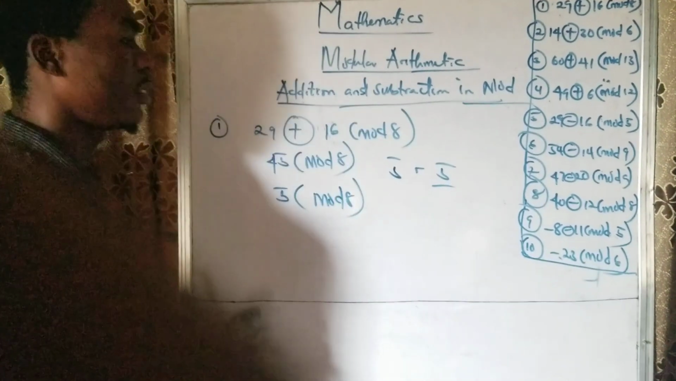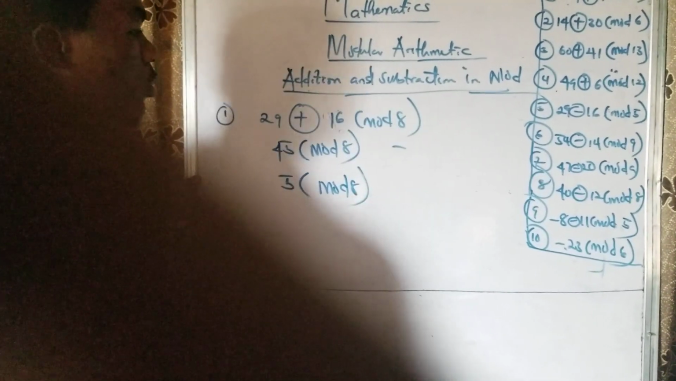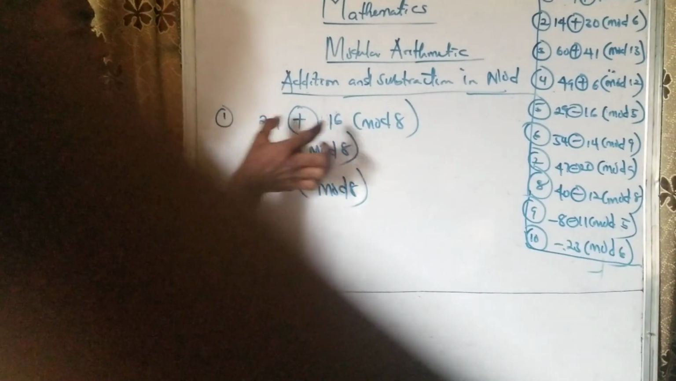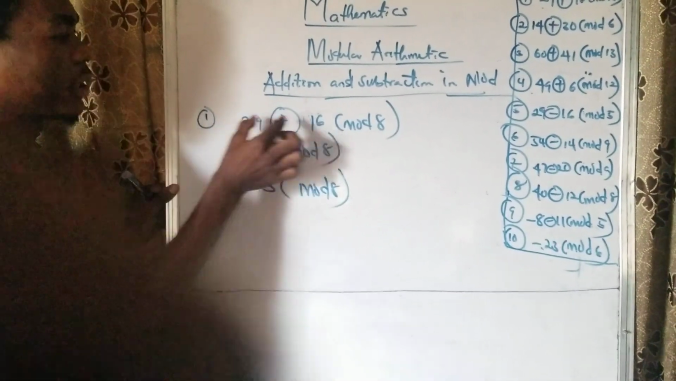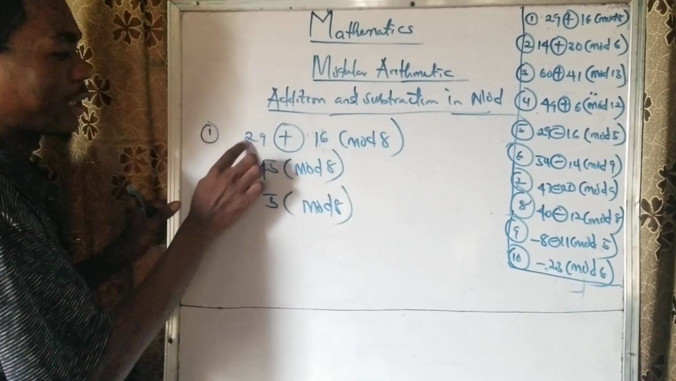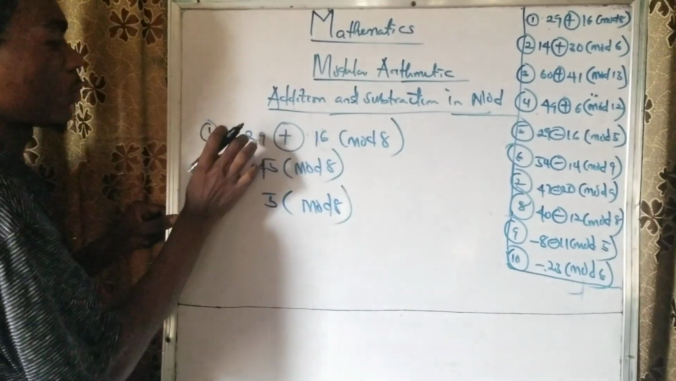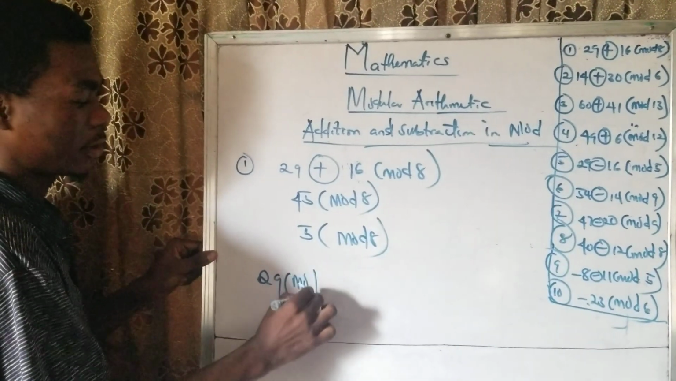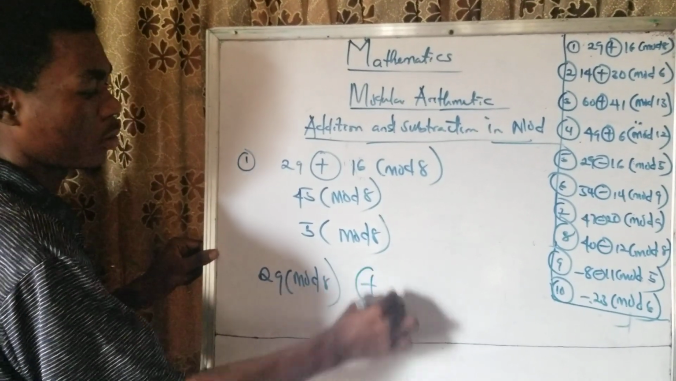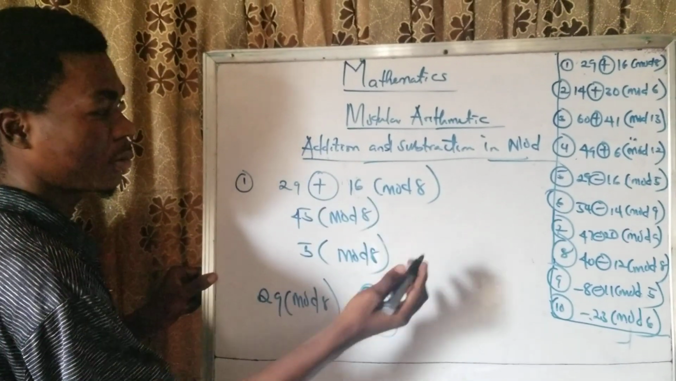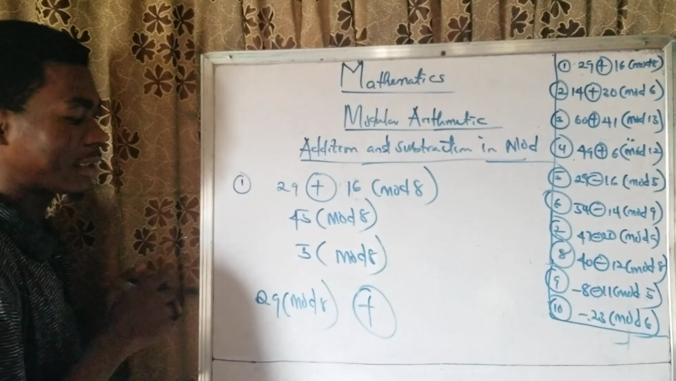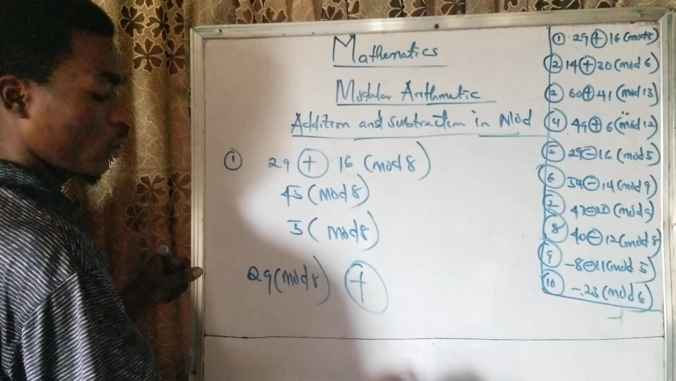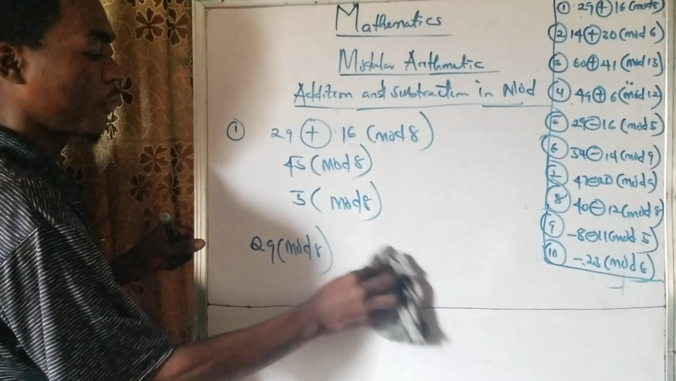Or if we don't really want to do it like this, there's another way we can solve this question, by splitting it. That is, let all of them have this mod. So I can look for 29 mod 8, plus 16 mod 8. Do you get what I'm trying to say? I can decide to just look for 29 mod 8, get my answer, then solve for 16 mod 8. So let us look for 29 mod 8.